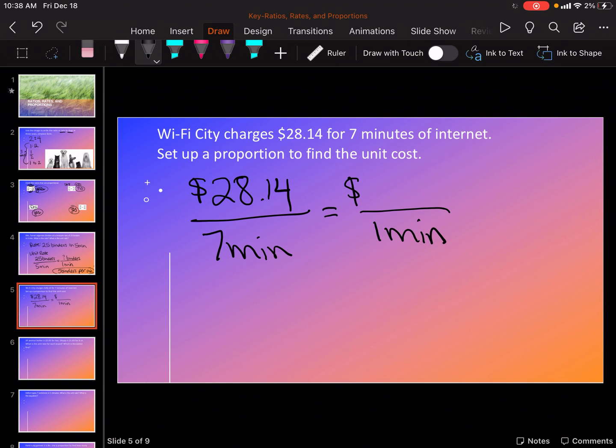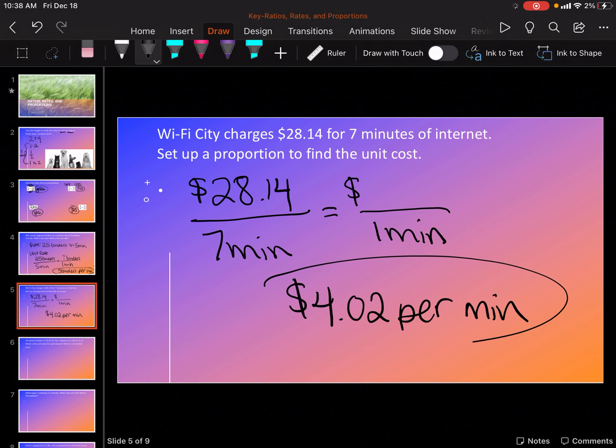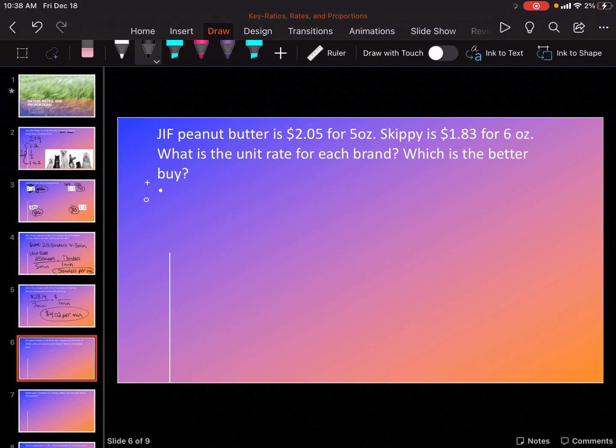Cross multiply, divide. So $28.14 times 1 divided by 7 gives me $4.02 per minute. Okay, so that's going to be your unit rate per minute.